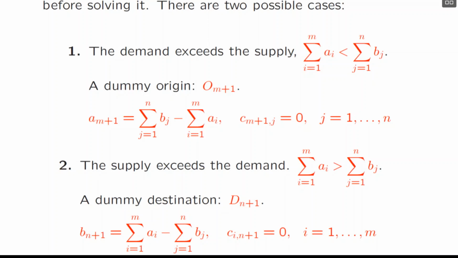We will take the supply available at the newly introduced origin O(m+1) to be the rest amount, that is, the total demand minus the total supply. That will be assigned as the supply available at the newly introduced origin. And the cost of transporting each unit of item from the origin m plus 1 to the destinations d1, d2, dn each will be 0.